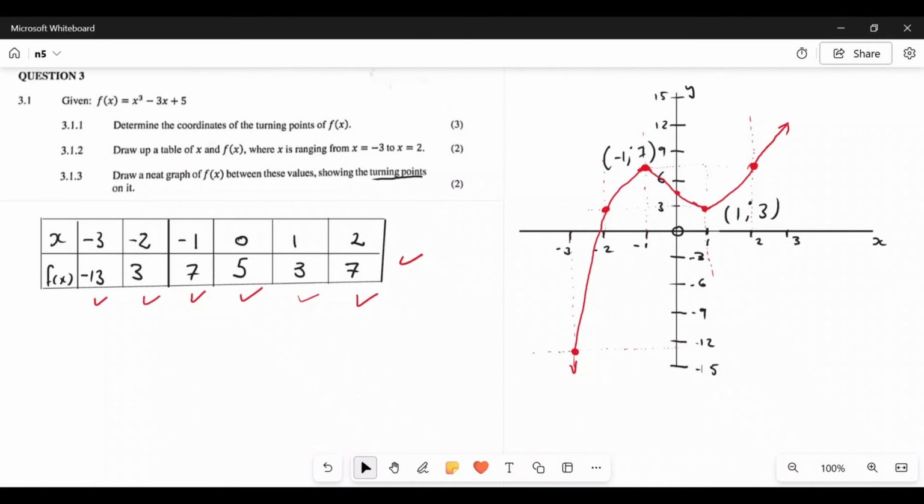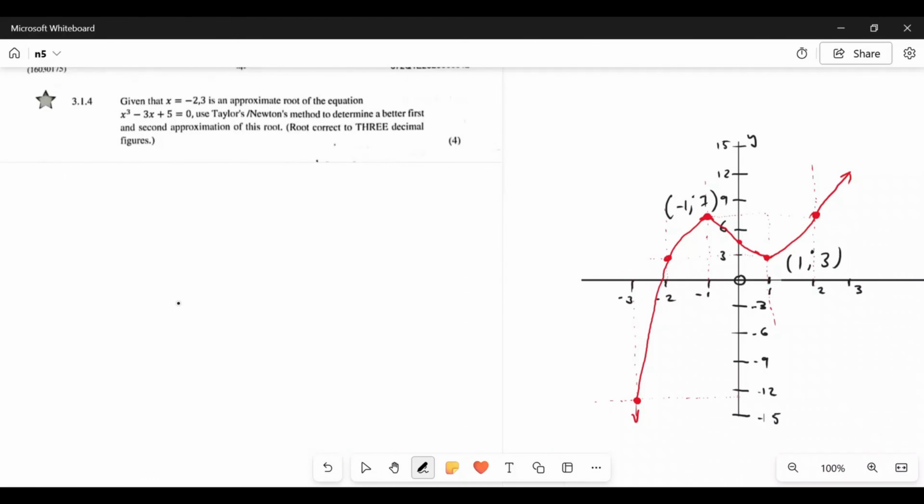We are done with 3.1.3. Let's go and do 3.1.4. All right, guys, here's our 3.1.4.